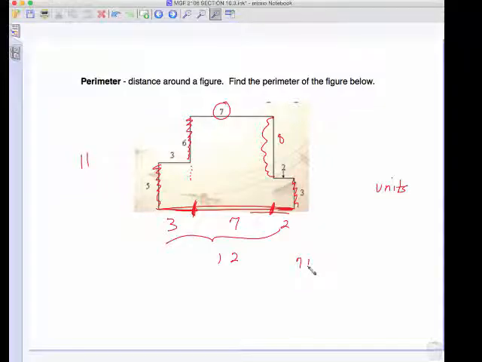So this is 7 plus 8 plus 2 plus 3 plus 12 plus 5 plus 3 plus 6, and if we add all of that up, it is 46 units.